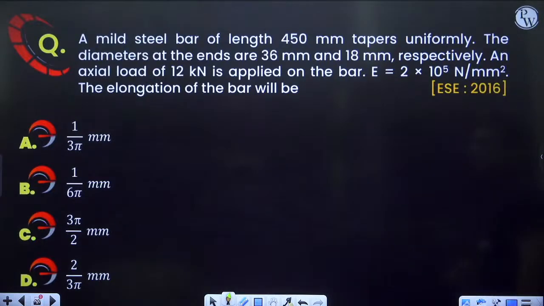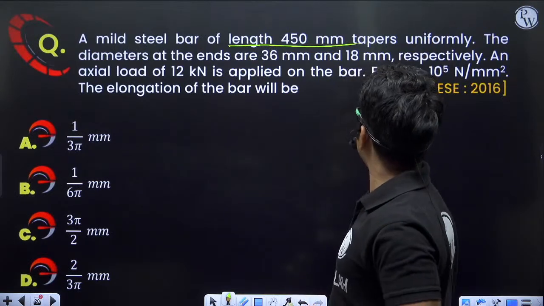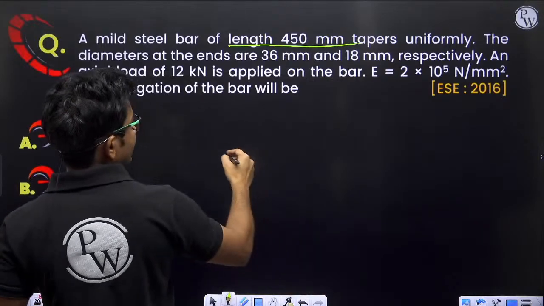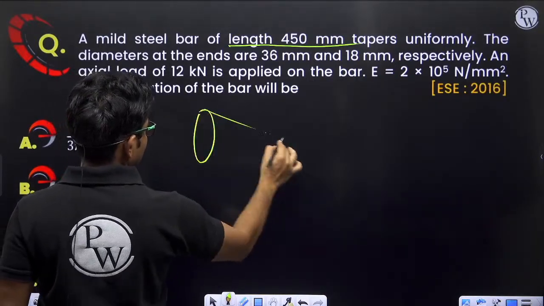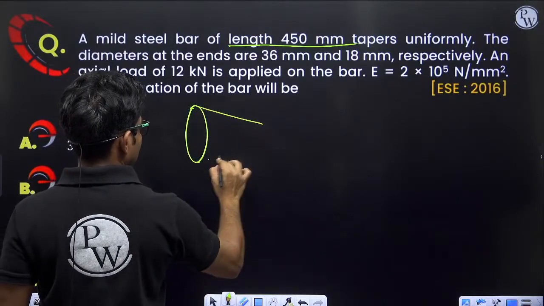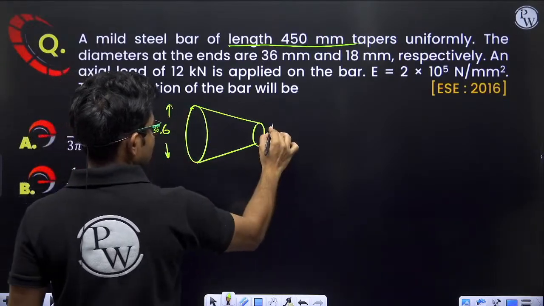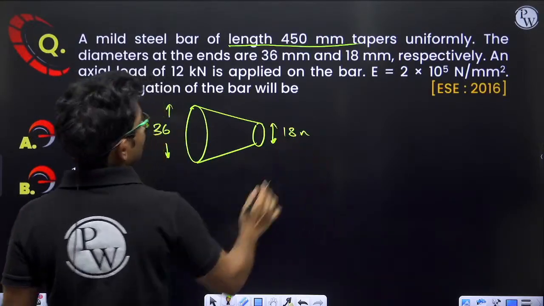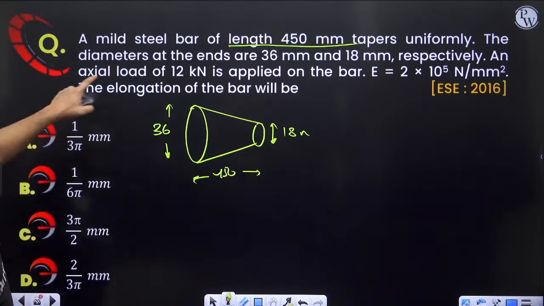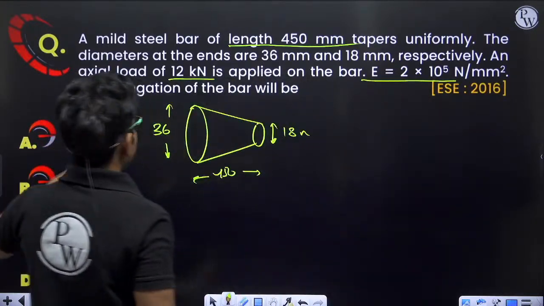Next question. A mild steel bar of length 450 mm tapers uniformly. The diameters at the ends are 36 mm and 18 mm respectively. So the mild steel bar tapers uniformly. This is the 36 mm diameter end, this is 18 mm. Okay. Length is 450 mm. An axial load of 12 kilonewton is applied on the bar. E is equal to 2 into 10 to the power 5. Elongation of the bar will be.